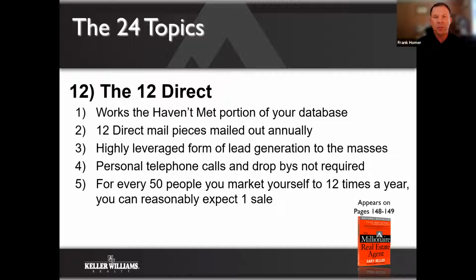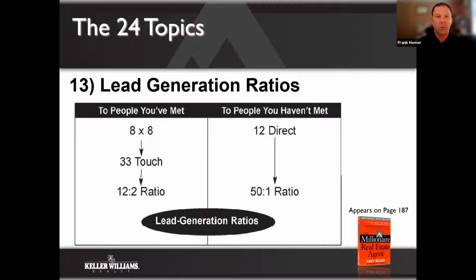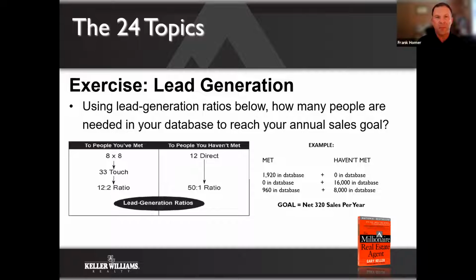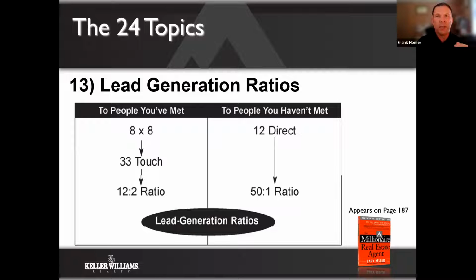So 100 people in the database at 2% means 2 sales. So you can quickly do the math, and we'll look at some of these ratios now to keep in the back of your mind what it would take to actually generate the number of transactions that you need each year. Tying back into the economic model, how many contacts and leads do I really need? This example here is on pages 187 and 188. It's the later sections of MREA.